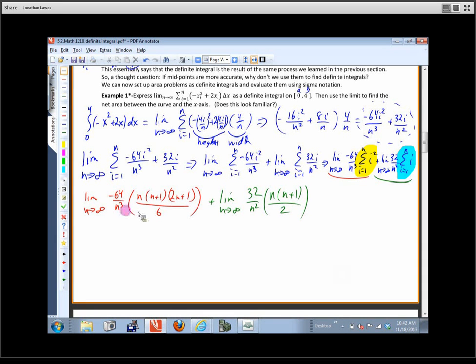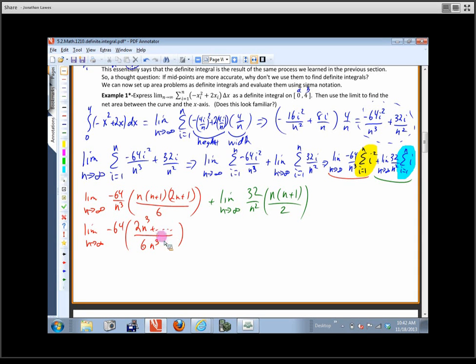Okay. If I were to multiply these together on the top, this would be the limit as n approaches infinity. I'd have a negative 64, and 6n cubed here. And then if I multiplied all these together, I'd have an n times an n times a 2n. So this would be 2n cubed plus a bunch of other stuff. My question for you is, do I have to figure out what this other stuff is? And why not?